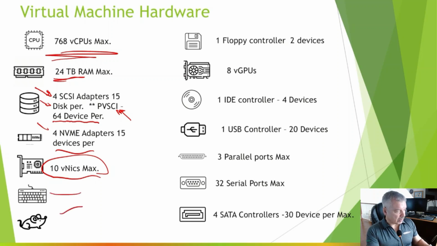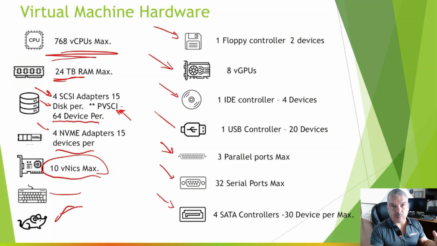You get a keyboard and a mouse. You get one floppy with 2 devices. Yes, a floppy, folks, for those of you who've never seen one before. Up to 8 graphics cards. Okay, virtual graphics cards. If you want to do Bitcoin, I'm kidding about the Bitcoin mining. If you're doing machine learning and stuff like that, or maybe AutoCAD at a desktop or something. IDE controller with 4 devices, like CD-ROM, USB up to 20, 3 parallel ports, 32 serial ports, and 4 SATA controllers and 30 devices. So again, this is the hardware that you're able to build. And this changes over time as the newer versions of vSphere come out. They usually add more and increase the capacities.